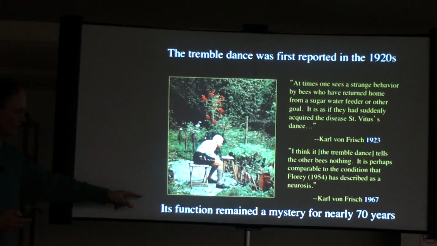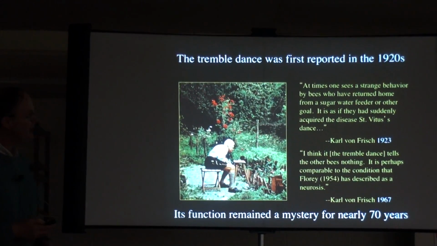People had long known that ants could lead the way, but this is an abstract way of saying go to that location. Not by leading the individual there, but just by giving them the information to find it. It's more like us saying, well, I know of a good restaurant, go to this street in that place. Anyhow, okay, moving on. The function of the tremble dance remained a mystery for nearly 70 years.